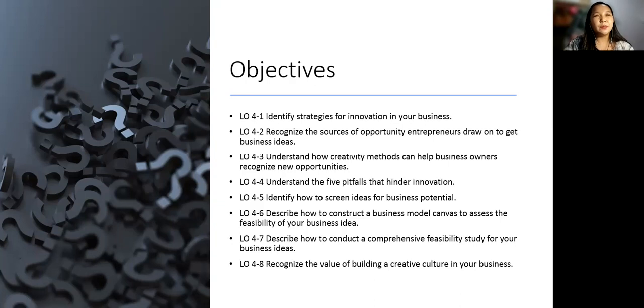Four, understand the five pitfalls that hinder innovation. Five, identify how to screen ideas for business potential. Six, describe how to construct a business model canvas to assess the feasibility of your business idea. Seven, describe how to conduct a comprehensive feasibility study for business ideas. And eight, to recognize the value of building a creativity culture in your business.